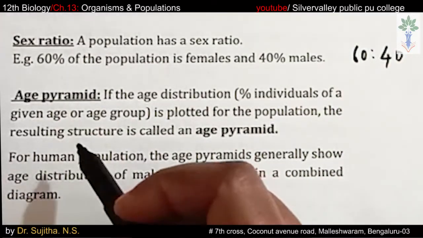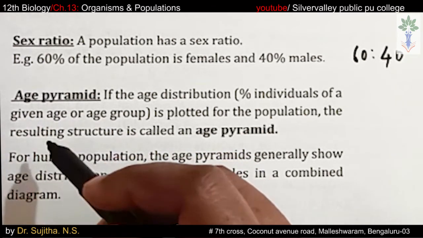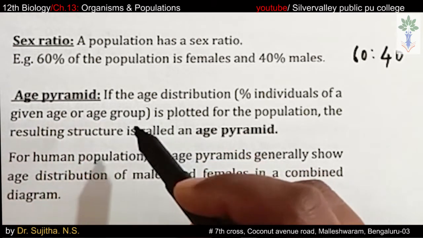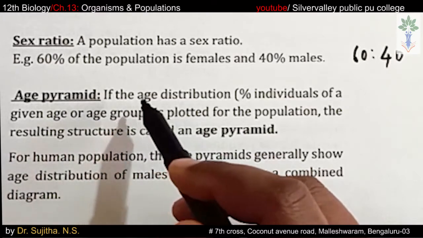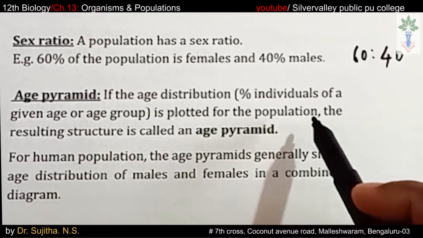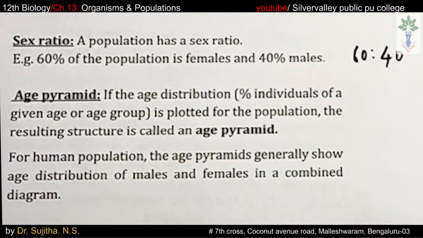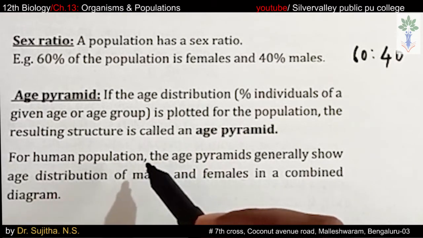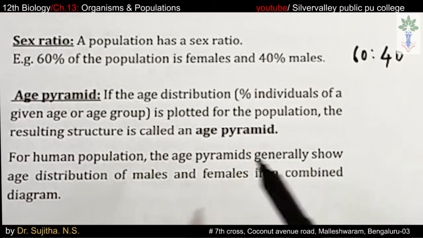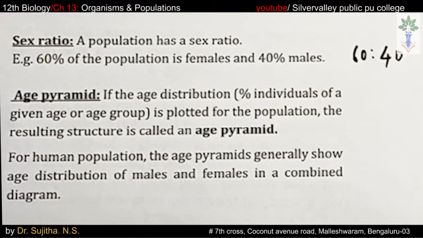Next, the fourth attribute of the population is age pyramid. An age pyramid can be defined thus: if the age distribution is plotted for a population, the resulting structure is called an age pyramid. For the human population, the age pyramid generally shows the age distribution of male and female in a combined diagram. Let us understand this with the help of the diagram.